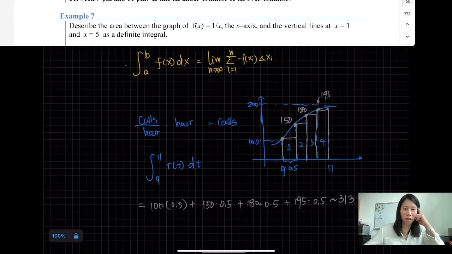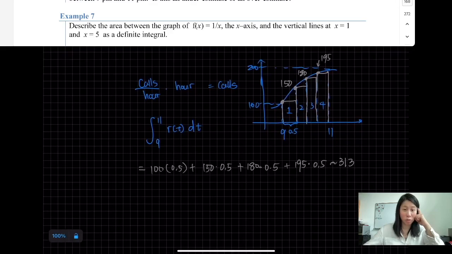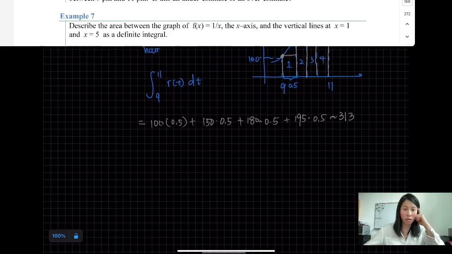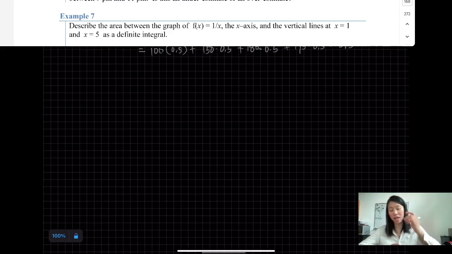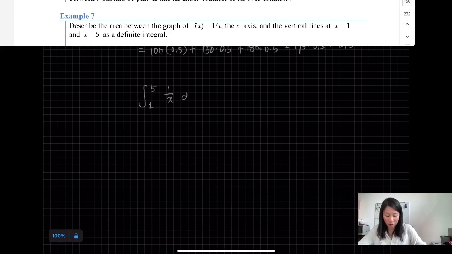Now let's take a look at another example. Describe the area between the graph f of x equals 1 over x, the x-axis, the vertical line x equals 1, and x equals 5 as a definite integral. So I will have from x equals 1 to 5, the function is 1 over x, and the variable is x.